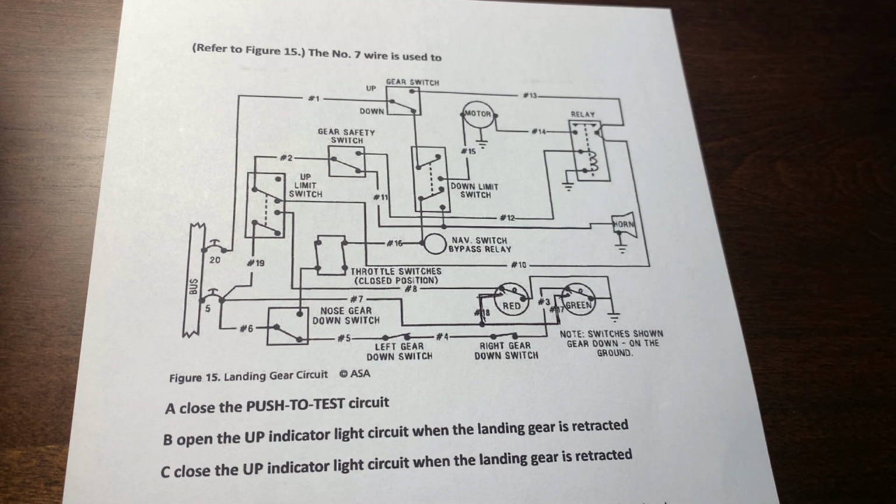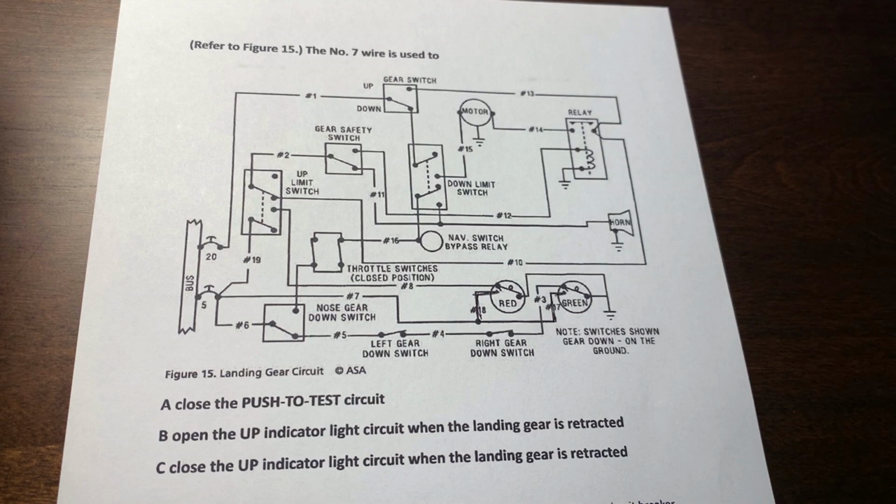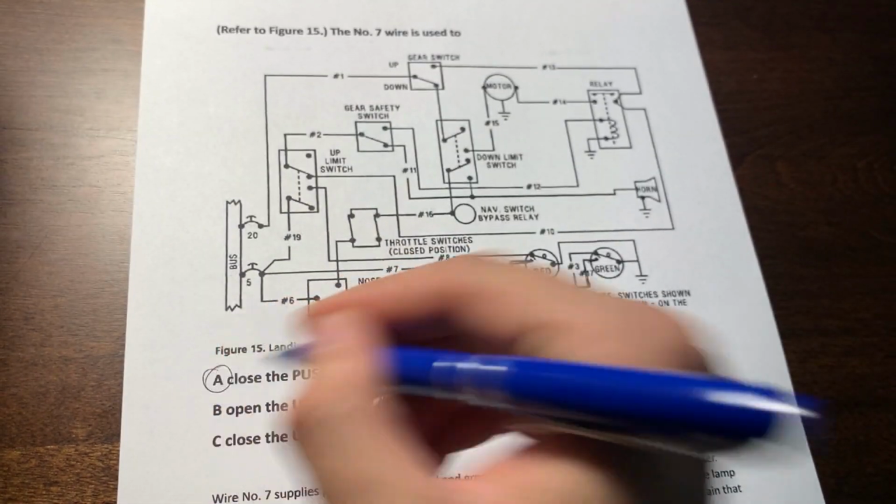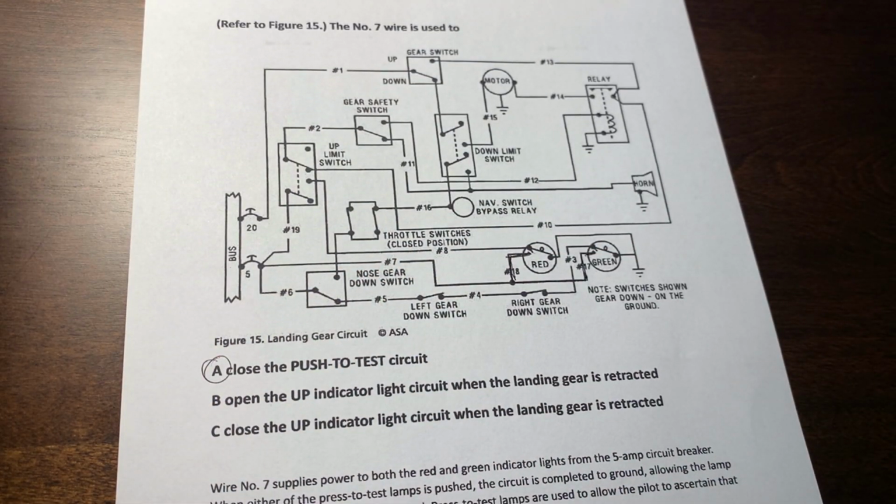If it's operating, the push to test circuit would work and the red light would light up, or the green light will light up, whichever he presses. So our answer is A. Close the push to test circuit.